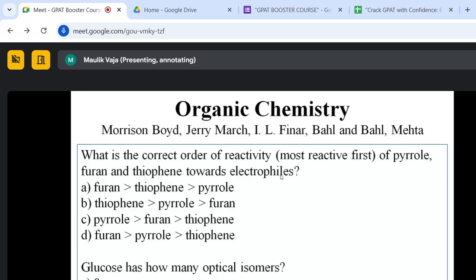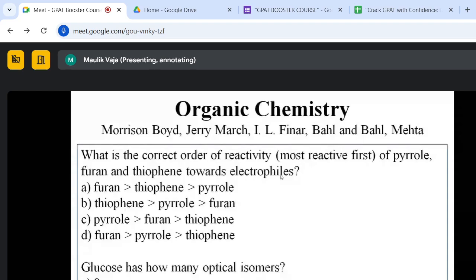Sir, both questions have the answer C, sir. Yeah, both have answer C. Good, correct. So pyrrole is the most reactive because it is a nitrogen-containing ring and nitrogen donates electrons in the ring. Nitrogen donates more electrons to the ring. So pyrrole is the most reactive for electrophiles, then furan, and the least reactive is thiophene. So option C will be the correct answer.